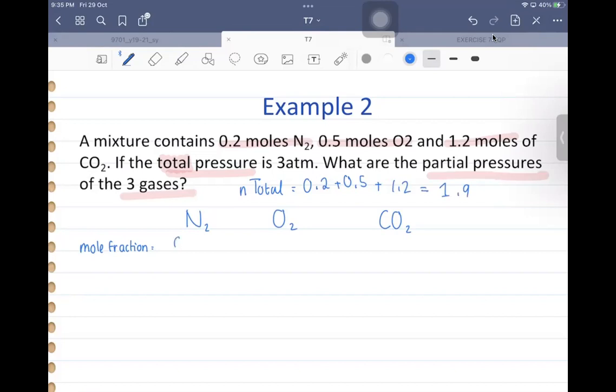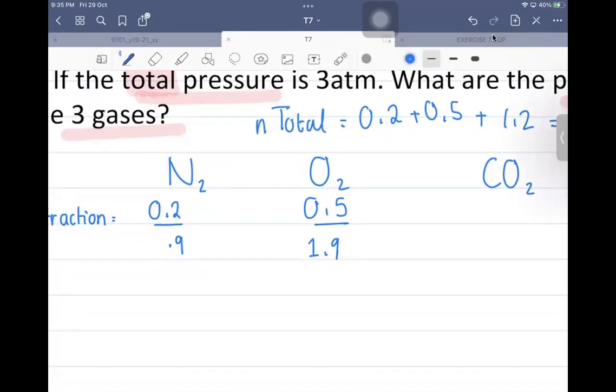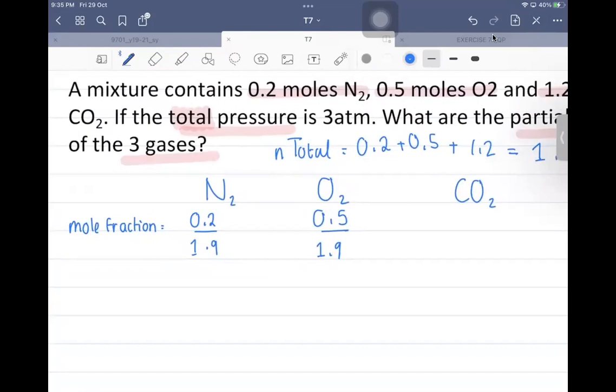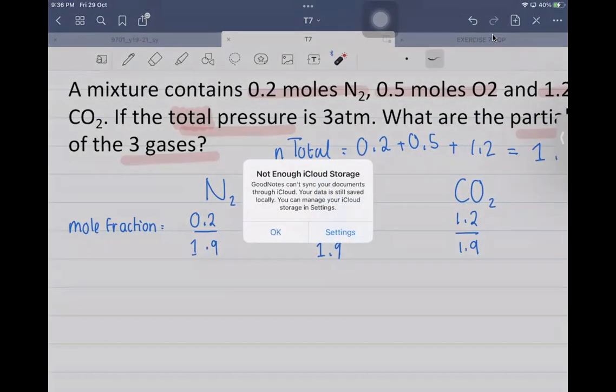Okay, so the mole fraction for nitrogen is 0.2 over 1.9 because there are 0.2 moles of nitrogen in this mixture. For oxygen, it's 0.5 over 1.9. And carbon dioxide is 1.2 over 1.9. So you can see that carbon dioxide has the biggest proportion. You would imagine the partial pressure caused by carbon dioxide will also be the biggest.